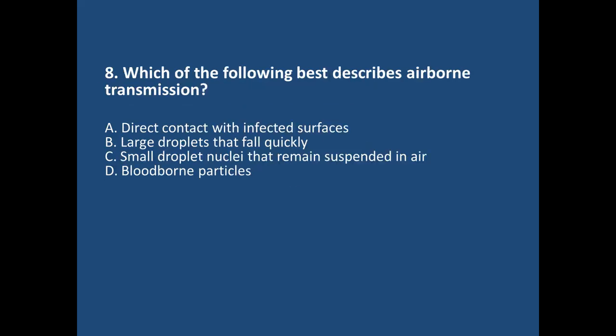Question number 8. Which of the following best describes airborne transmission? A. Direct contact with infected surfaces. B. Large droplets that fall quickly. C. Small droplet nuclei that remain suspended in air. And D. Bloodborne particles.